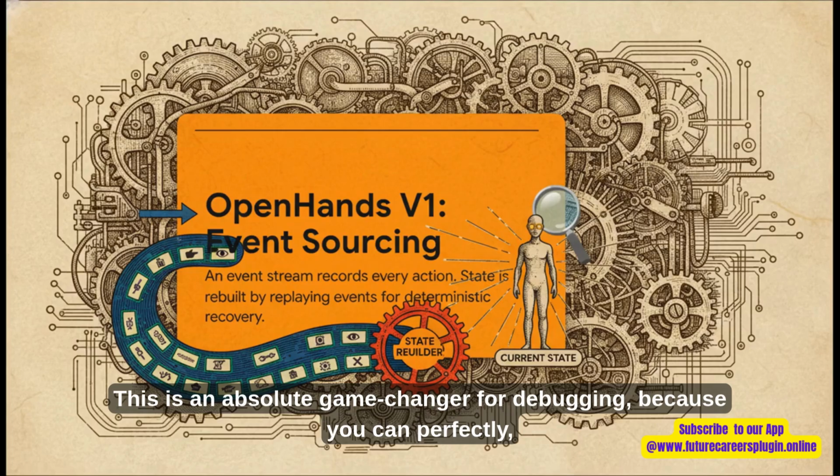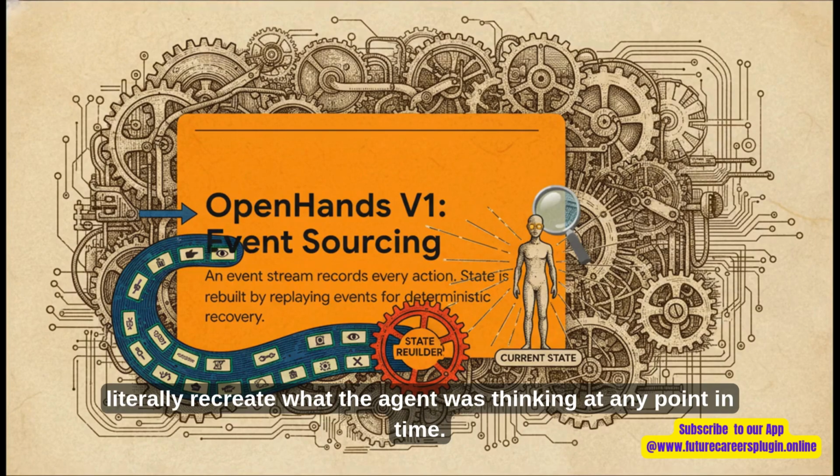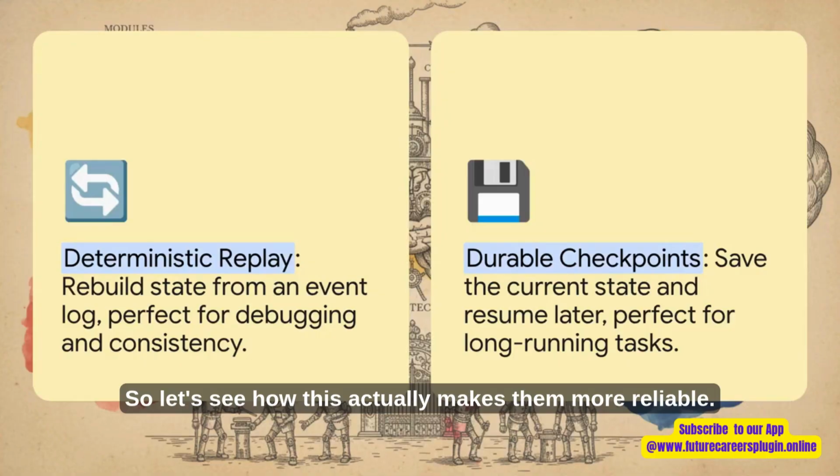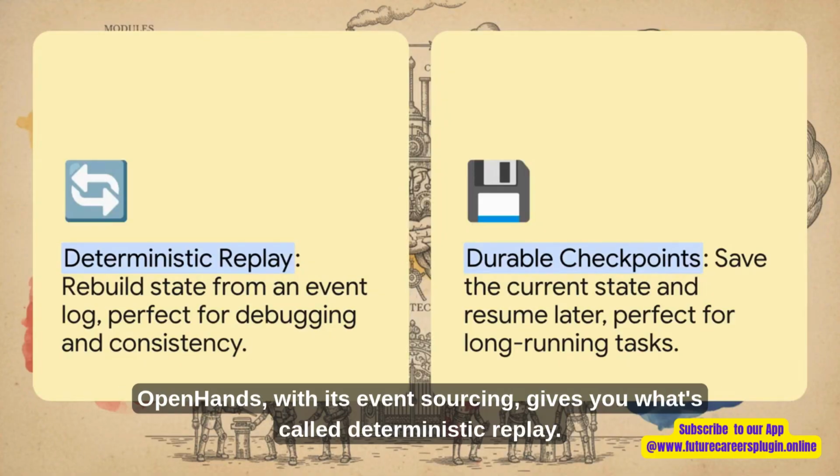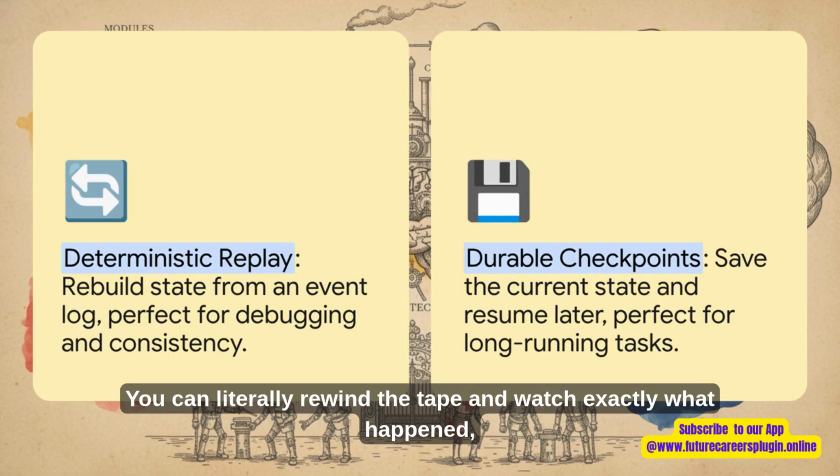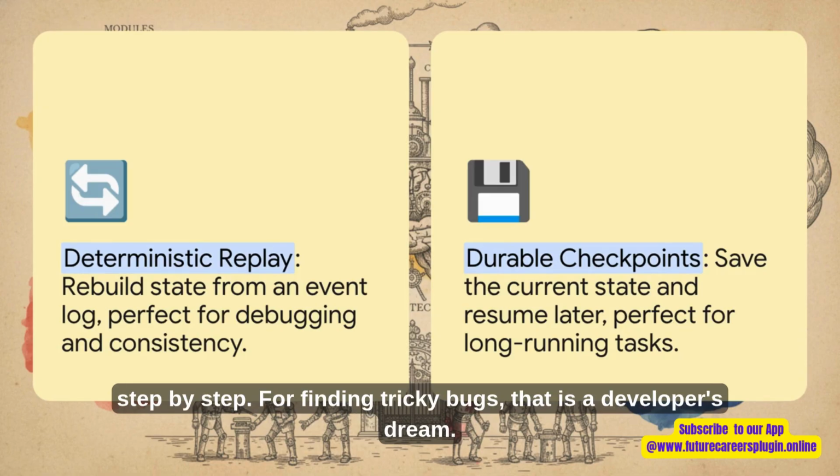This is an absolute game changer for debugging, because you can perfectly recreate what the agent was thinking at any point in time. So let's see how this actually makes them more reliable. OpenHands, with its event sourcing, gives you what's called deterministic replay. You can literally rewind the tape and watch exactly what happened, step by step. For finding tricky bugs, that is a developer's dream.